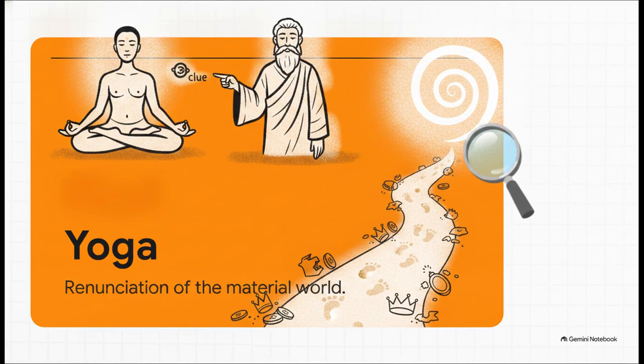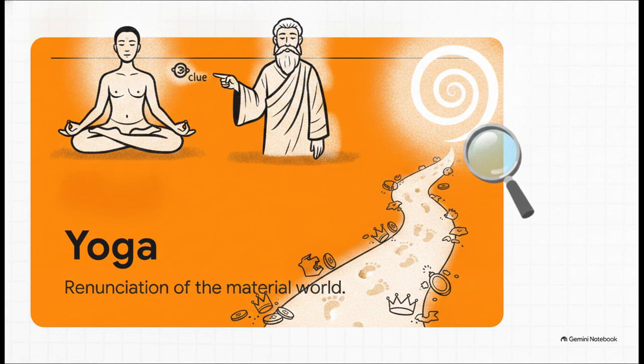Which perfectly introduces a term you've definitely heard before, but maybe not defined quite like this: yoga. The text defines yoga simply and powerfully as the absolute renunciation of the material world. It's all about stripping away worldly desires and assuming a sort of stoic indifference to earthly suffering. But here's the fascinating caveat they throw in.